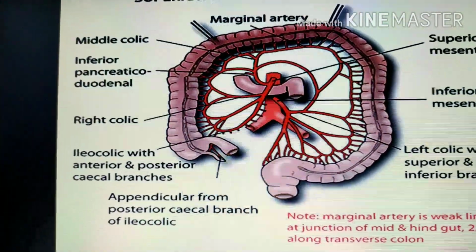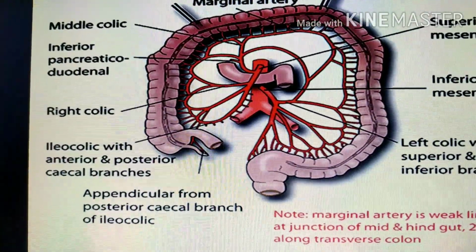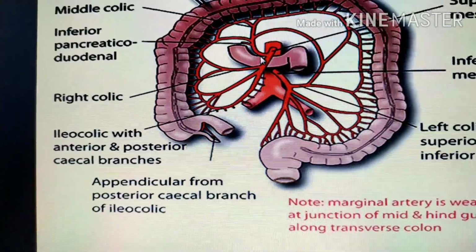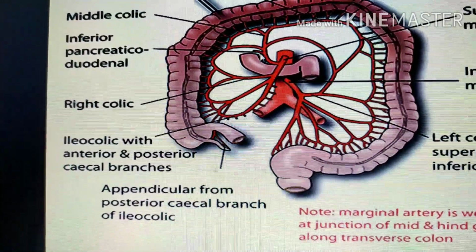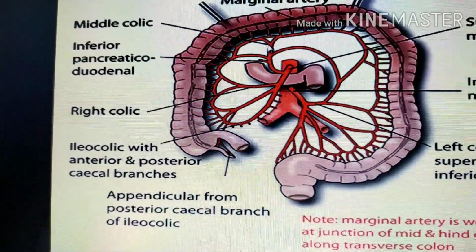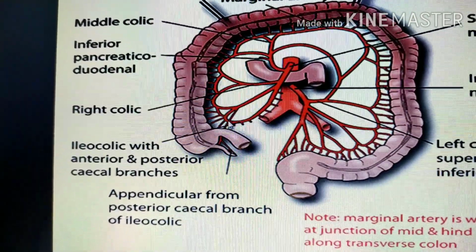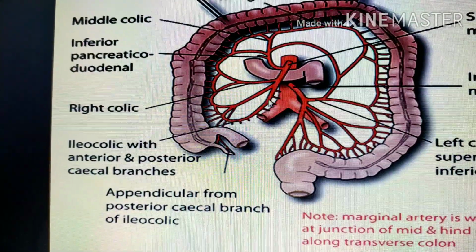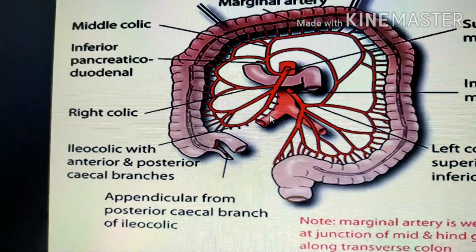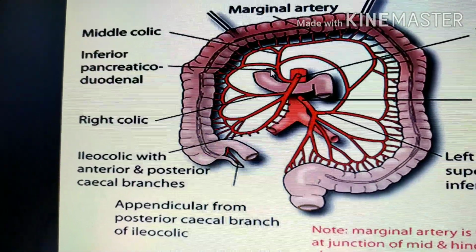Now coming to the branches of the superior mesenteric artery. From the superior mesenteric artery the first branch arises, that is the inferior pancreaticoduodenal artery. Then this one is the middle colic artery. This is the right colic artery. This is the ileocolic artery. These are the jejunal and ileal branches, which arise from its left side. Now coming to the first branch, the inferior pancreaticoduodenal artery.